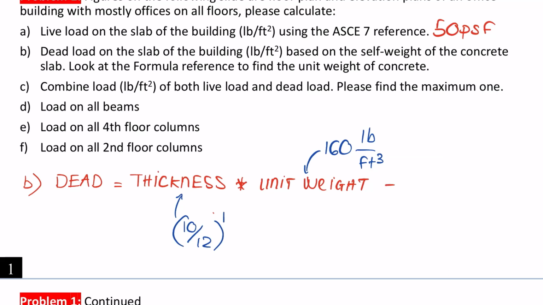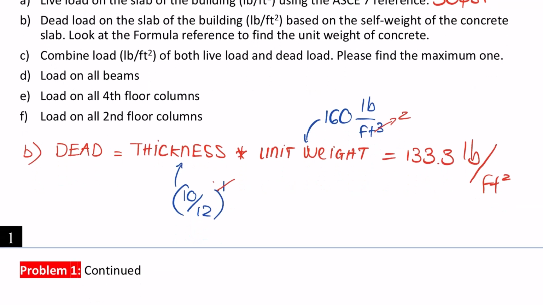Now if you let 10 divided by 12 multiplied by 160, you're going to have the answer of 133.3 pounds per square feet. Why? Because we have feet over here, which cancels with this one, so we have 2 on the bottom. That's why this one is square feet.